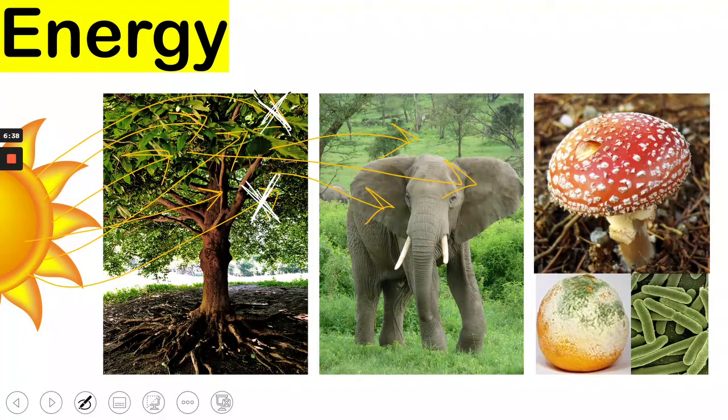And the elephant's going to do the exact same thing that the plant did. The elephant is going to use some of that energy to grow and to move around. It takes energy to do those things. And the elephant's going to use some of that energy to reproduce. And it's also going to give off some of it as heat. That energy is getting used up. Eventually, we know that the elephant's going to poop, and there's some energy in its poop.